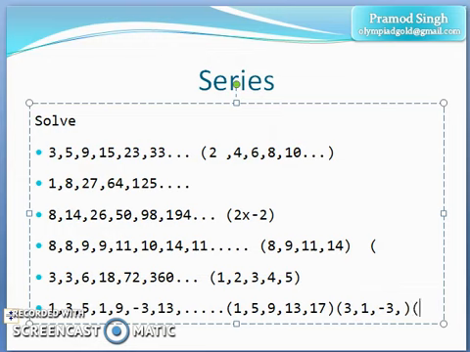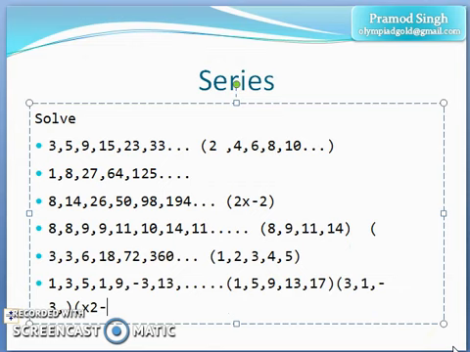Let's think about, how about multiplied by 2, and then 3 multiplied by 2 is 6, and then 6 minus 5 is 1. 1 multiplied by 2 is 2, 2 minus 5 is minus 3. Yes, so it is 2 multiplied by the number minus 5. That's the kind of series going on.